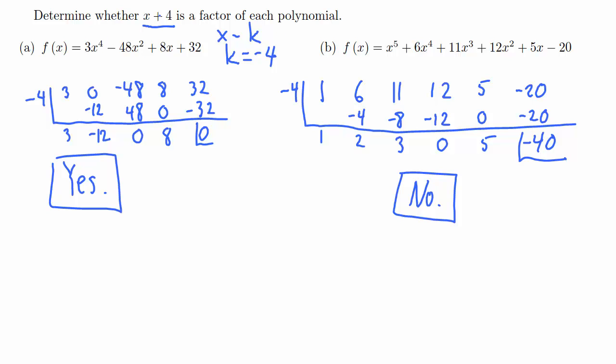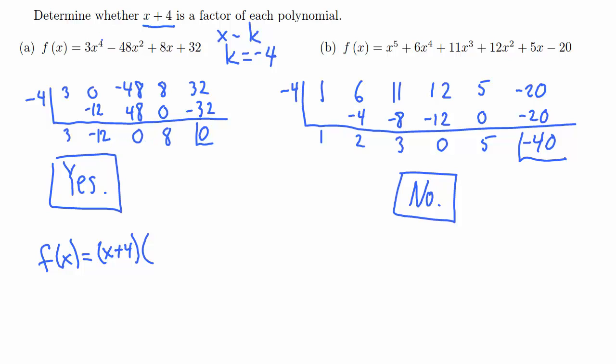Now, I do want to look at a here because it is in fact a factor of this function. So the question is, if you factored out the x plus 4, what is the actual factorization? Well, I factored it out. The question is what's left, and that all comes from these numbers right here, the 3, negative 12, 0, and 8.